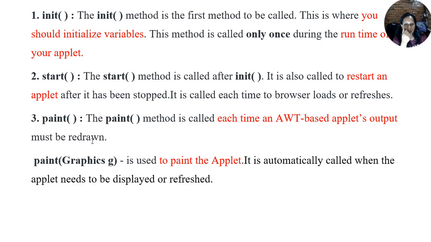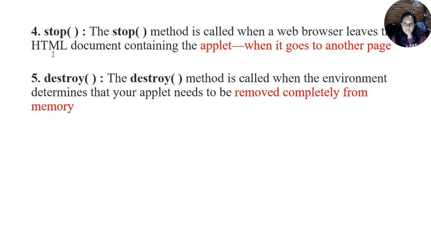Paint method is called each time an AWT based applet's output must be redrawn. Paint(Graphics g) is used to paint the applet. It is automatically called when an applet needs to be displayed or refreshed. Stop method is called when a browser leaves the HTML document containing the applet and goes to another page. Destroy method is called when the environment determines that your applet needs to be removed completely from the memory.